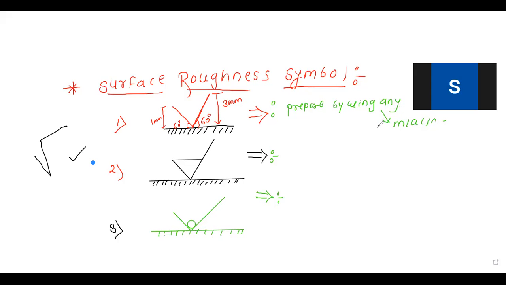Like this method we can also use casting, forging, rolling. Any method. Suppose we have this pen, and we have to manufacture or prepare this pen. To produce this pen we can use any method.